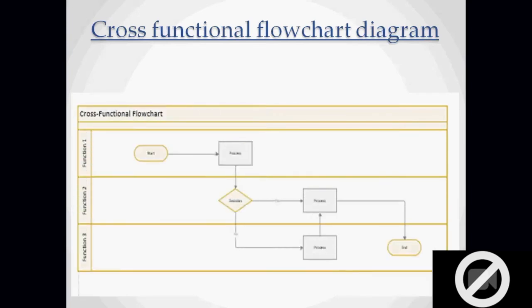Then the cross-functional one is more detailed. You only use the cross-functional one when you have more than one team or department, or it could be an organization or a person. It is similar to the flowchart, it's just that now we can differentiate who is doing what. I can say this is going to be done by the line manager. This is the pool. We call the whole thing the pool.